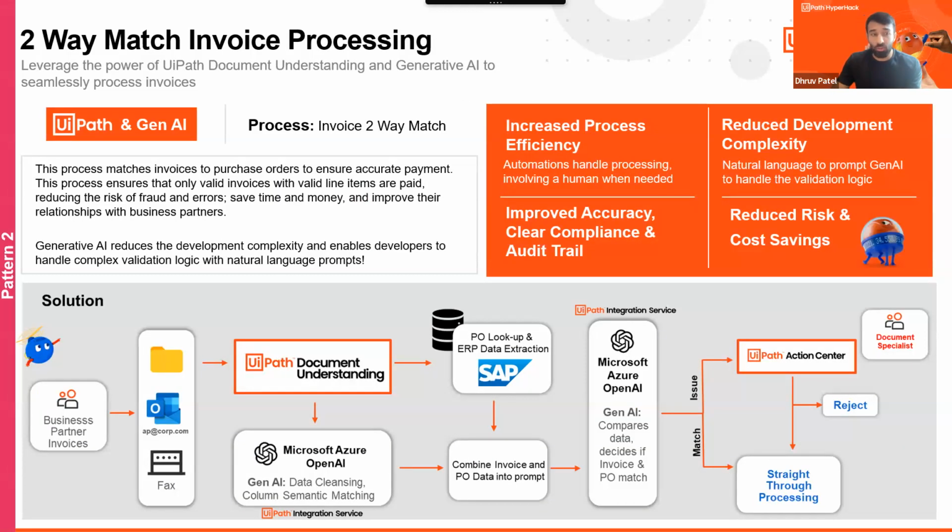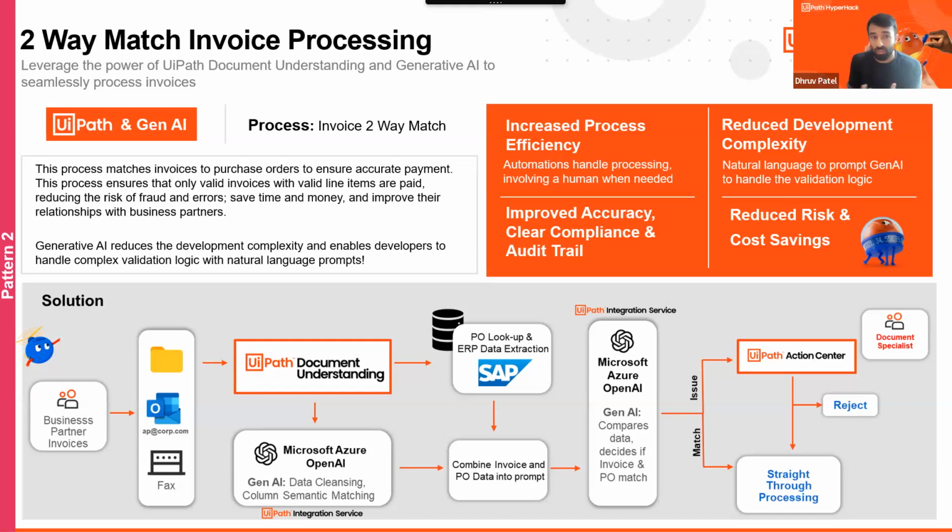So going into an example for pattern 2, the two-way match. You saw that this was one of the use case examples we had. I'll go through a video of this as well, but first I'll walk you through the solution and how to think about using generative AI within the automation itself.